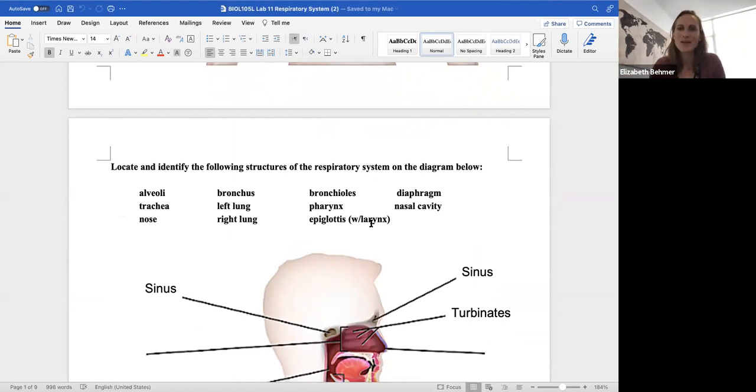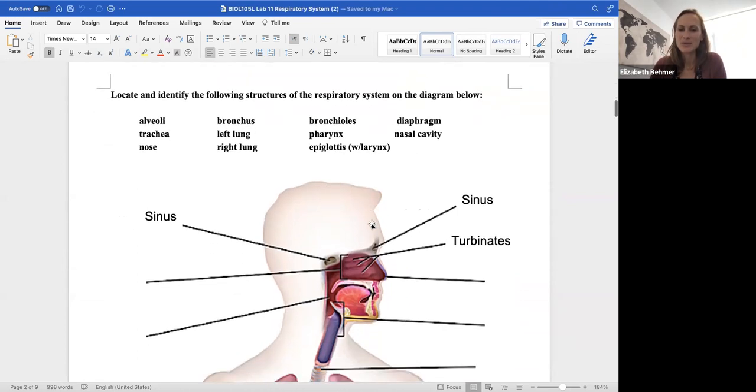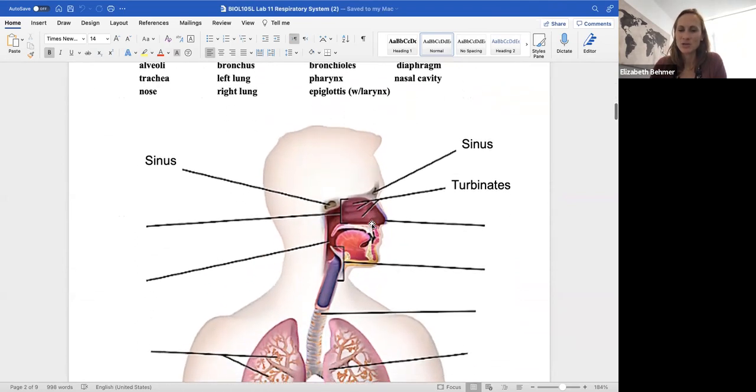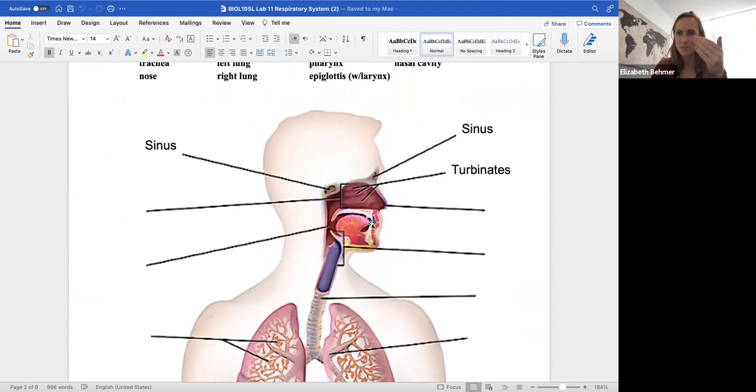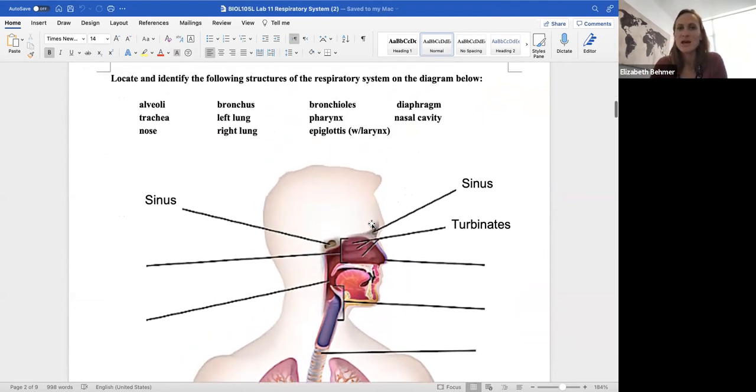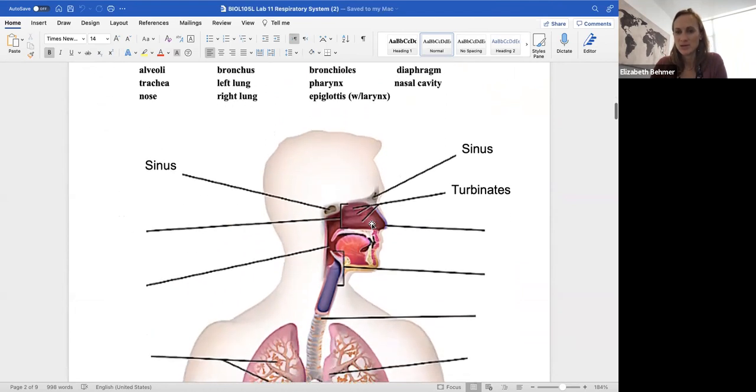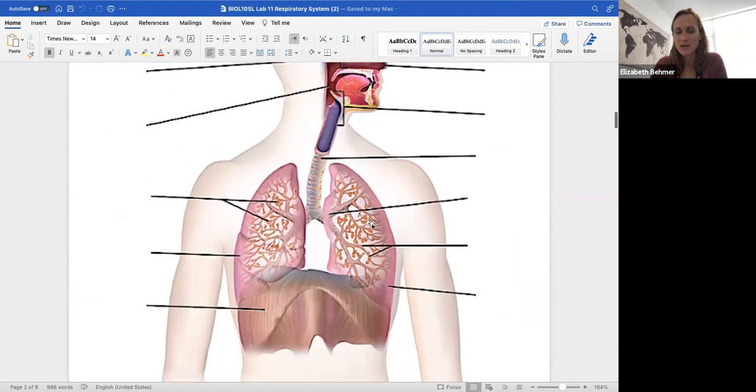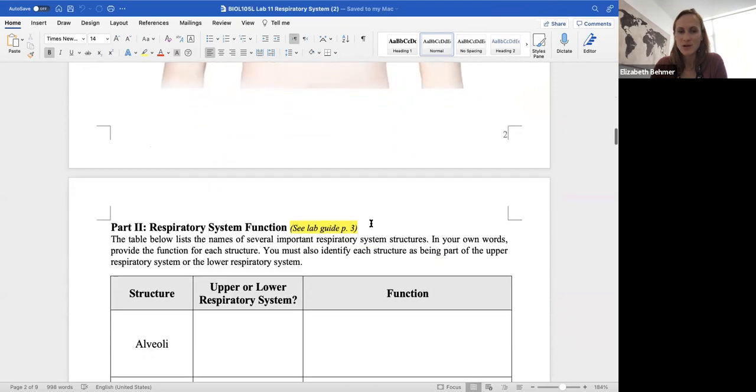So the first part is a lot of just labeling and anatomy because this is kind of a human biology anatomy lab. So we have just some labeling of the different structures as shown here, and you can use the picture from above. You can use your notes. You can use any other resource to label these different structures in the respiratory system using this diagram below. So you can do that one on your own.